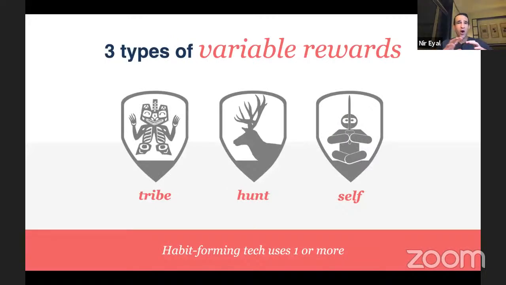And so in all sorts of products that we find most engaging, most habit forming, the things that capture your attention and won't let go, you will always find one or more of these three types of variable rewards: rewards of the tribe, rewards of the hunt, and rewards of the self. Let me introduce these to you briefly.